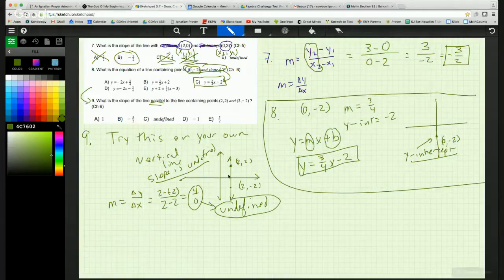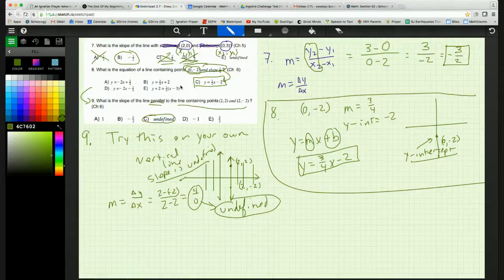So given that this line is undefined, all parallel lines to a given line, all these lines are parallel lines, right? They all have a slope that's undefined. So all parallel lines to the line containing these 2 points must have a slope that's undefined.